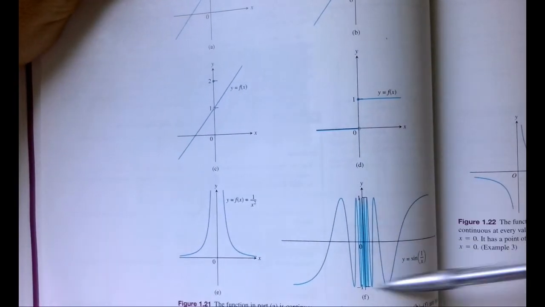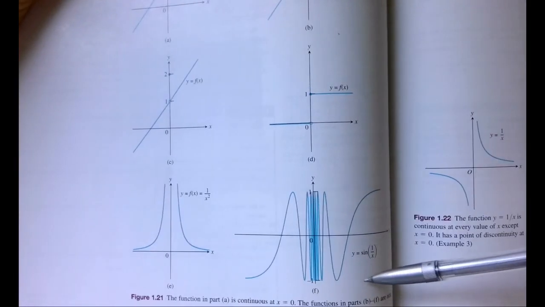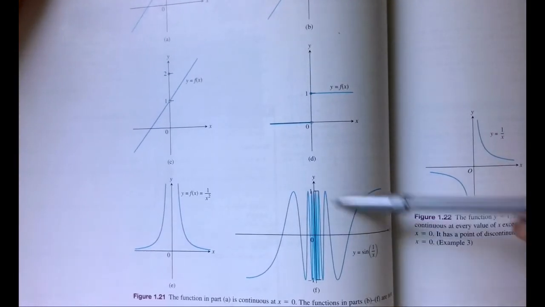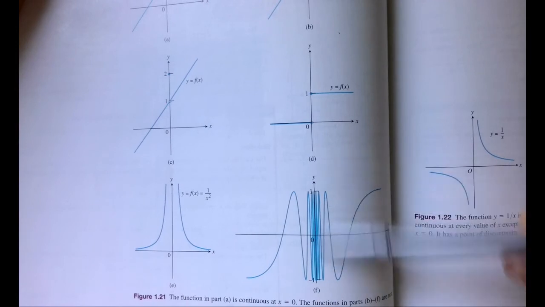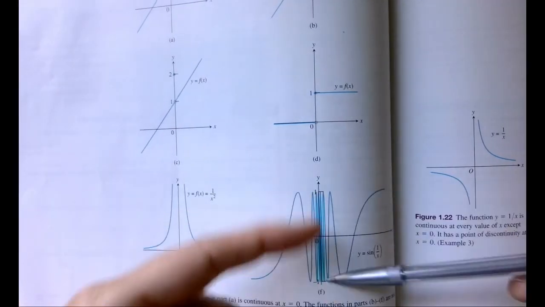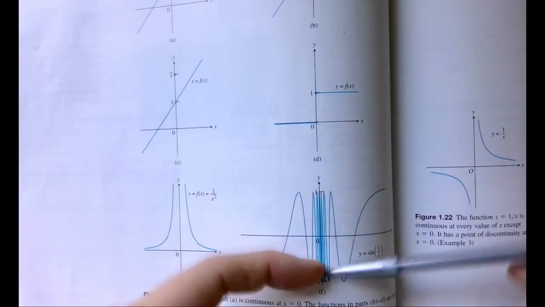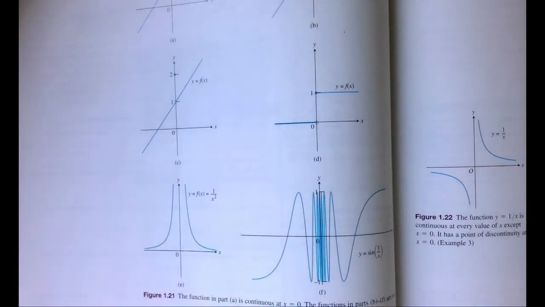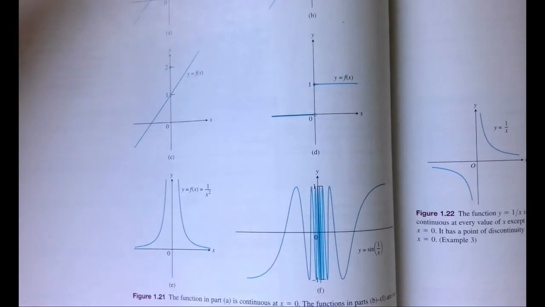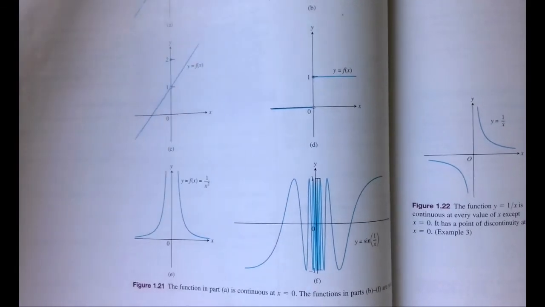The last one in F here, this one is considered what's called an oscillating discontinuity. So what happens is, as you get closer to 0, the function oscillates from -1 to 1, no matter how close you go. So it goes back and forth between them, and it doesn't actually settle on a particular value. Okay?